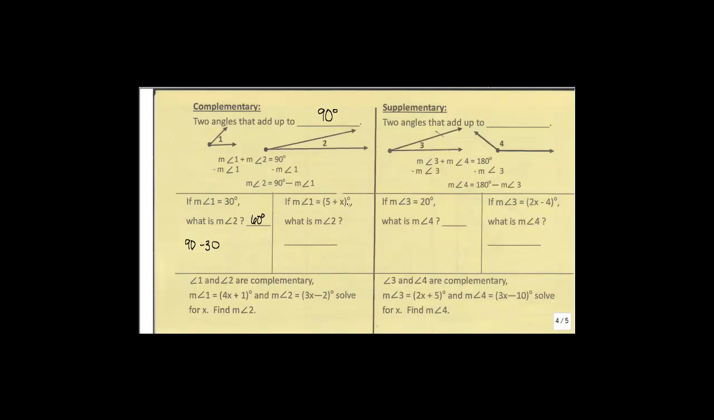If the measure of angle 1, now we're dealing with some algebra, we're dealing with some x's, is 5 plus x degrees. What is the measure of angle 2? So 90 minus 5 plus x. What is 90 minus 5? It is 85 plus x, and that will be your actual answer. You're going to just leave it as 85 plus x.